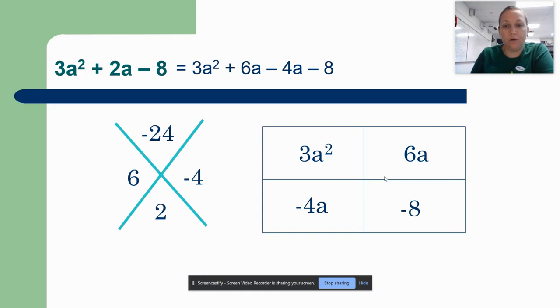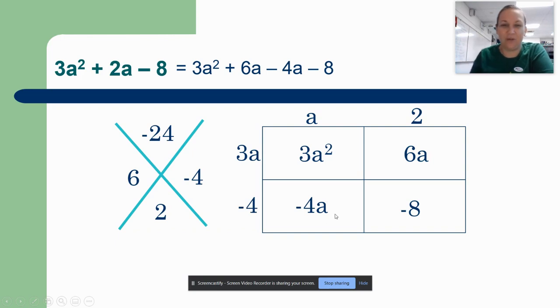Starting with the top row, 3a squared and 6a have a 3a in common, so I will be factoring a 3a out here. 3a times a makes 3a squared. 3a times 2 makes 6a. And a times -4 makes -4a.